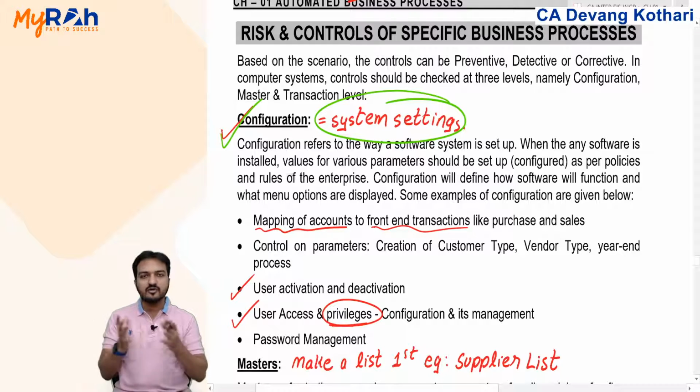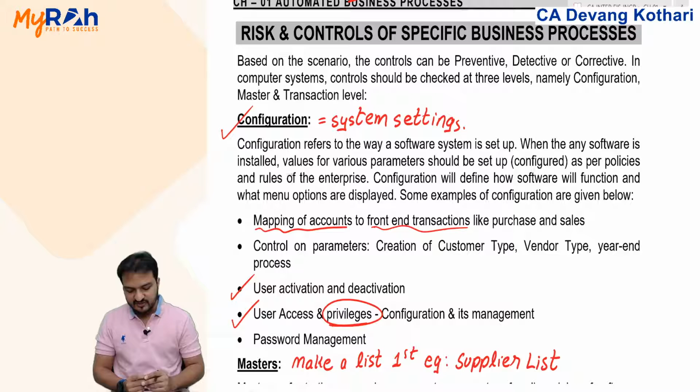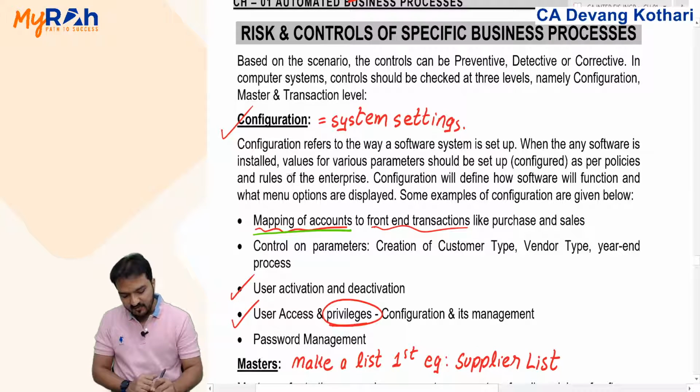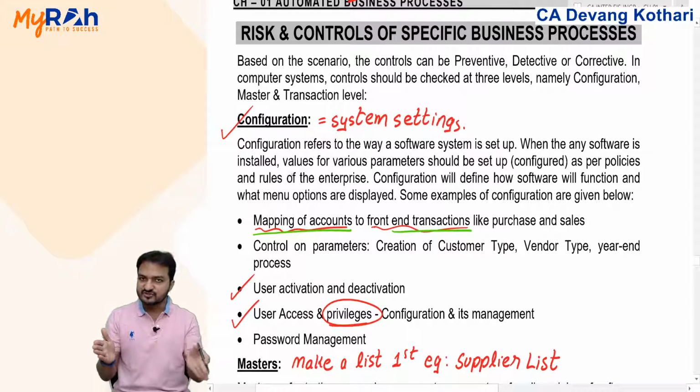Like when you set up a new software, at the time of setting up the software, one time initially you have to set the configurations. These are the basic settings of the software. For example, mapping accounts to the transaction, like which account is related with which transaction.